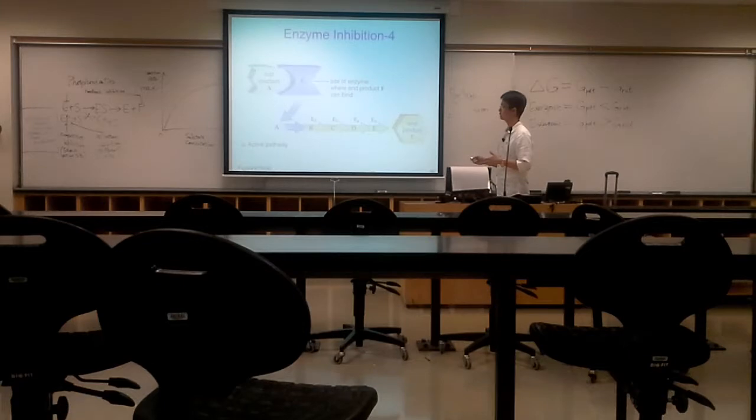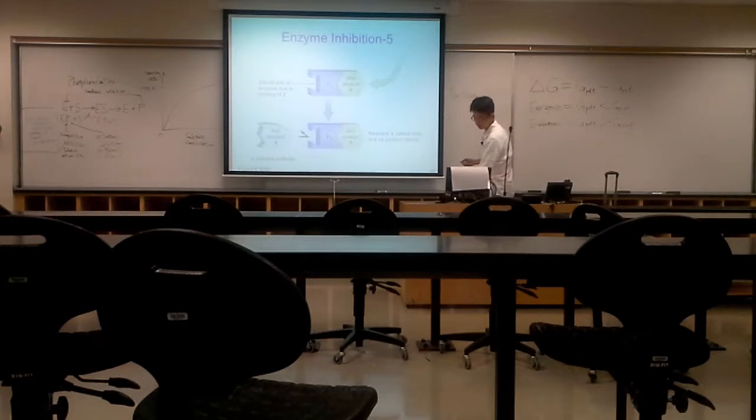Then product F can bind to this site. After product F binds to this site, what will happen? It will induce a conformational change so that the active site is also changed. When the active site is changed, the reactant cannot bind to the active site, and then it will inhibit the enzymatic reaction. What do we name this type of inhibition? Yes, we call it allosteric inhibition. This is an example of allosteric inhibition.